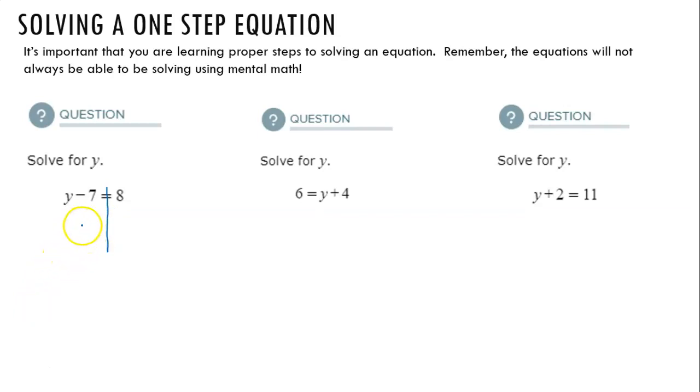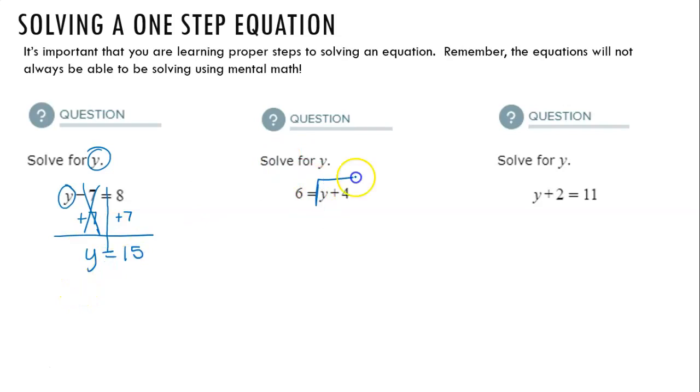So we have two sides to our equation. We're going to use that vertical line to show the middle. I want to isolate y because my directions say to solve for y. That's telling you to get y alone. Remember, we're going to use inverse operations. The opposite of subtract is add, so we're going to add 7 to each side. The negative 7 and the positive 7 cancel out. You're left with y equals 15.